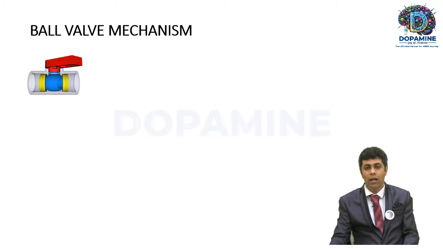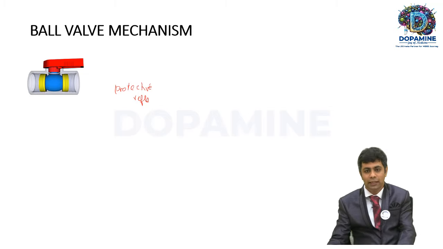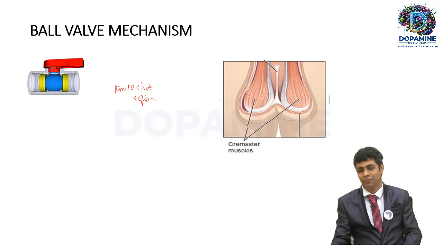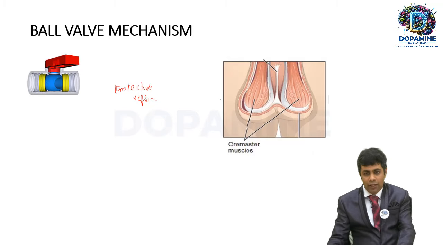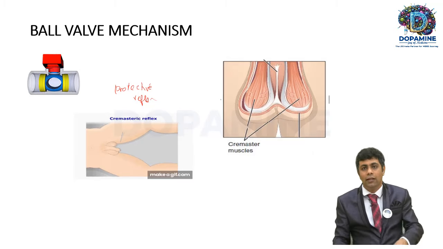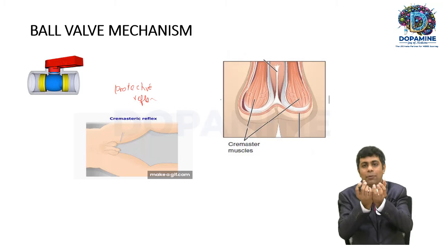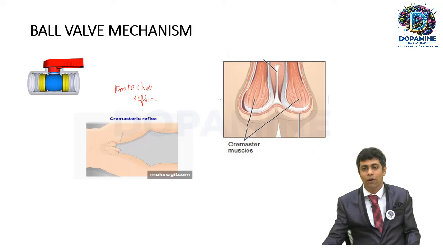Third one, ball valve mechanism. It is considered to be a protective reflex. It is done by a muscle called the cremasteric muscle. So every time when you stroke the medial aspect of your thigh, the cremaster muscle pulls up and closes the superficial inguinal ring present there. So we have the superficial ring present here. Since it's a protective reflex, what happens?